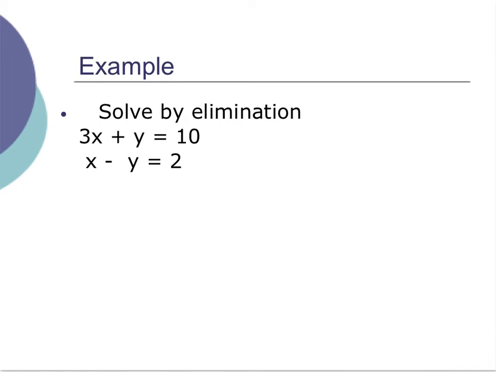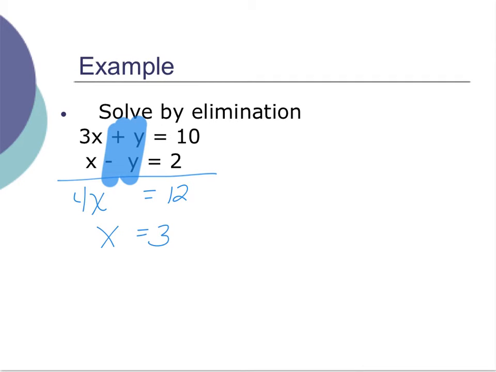Another sample problem. As you can see, this one's already set up where we can cancel out, eliminate the y's. So I'm going to have 4x because I'm going to add those together. My y's cancel, equals 12. So my x is going to equal 3.